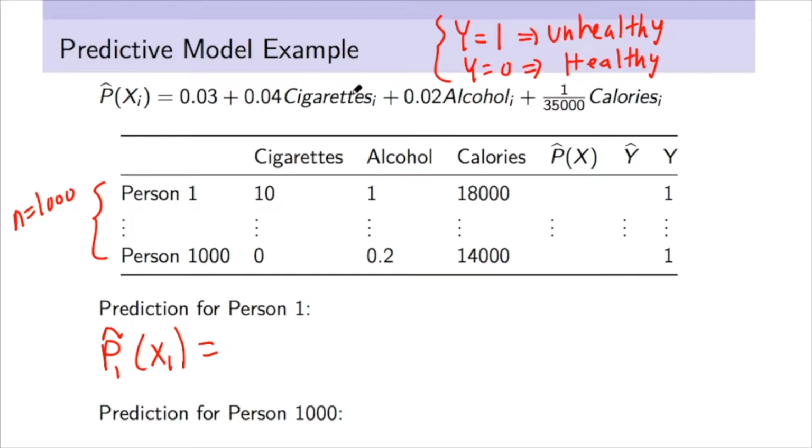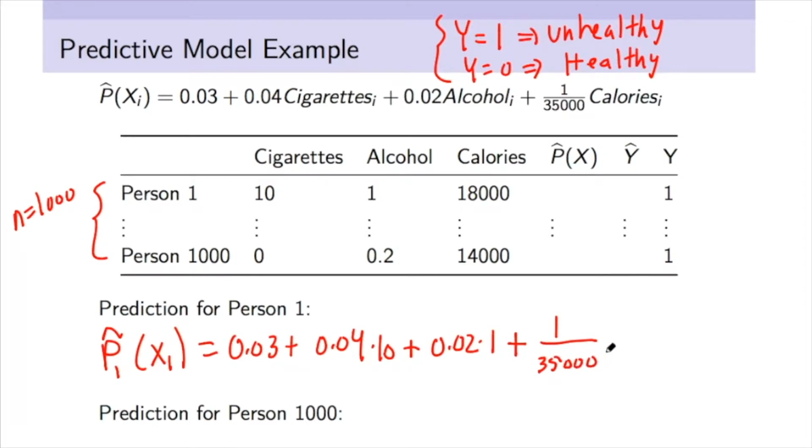Okay, so let's plug in the data point into our predictive model. So we have 0.03 plus 0.04 times the number of cigarettes they smoke per week, that's 10, plus the amount of alcohol they consume per week, which is 0.02 times 1. 1 is the amount of alcohol they consume per week in liters, plus we have 1 over 35,000 times the amount of calories they consume per week. So here we have 18,000.